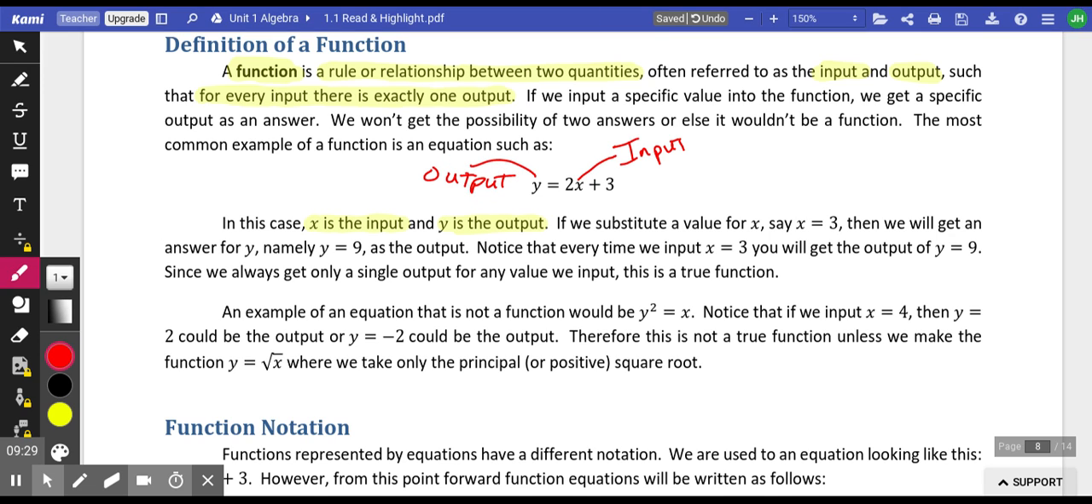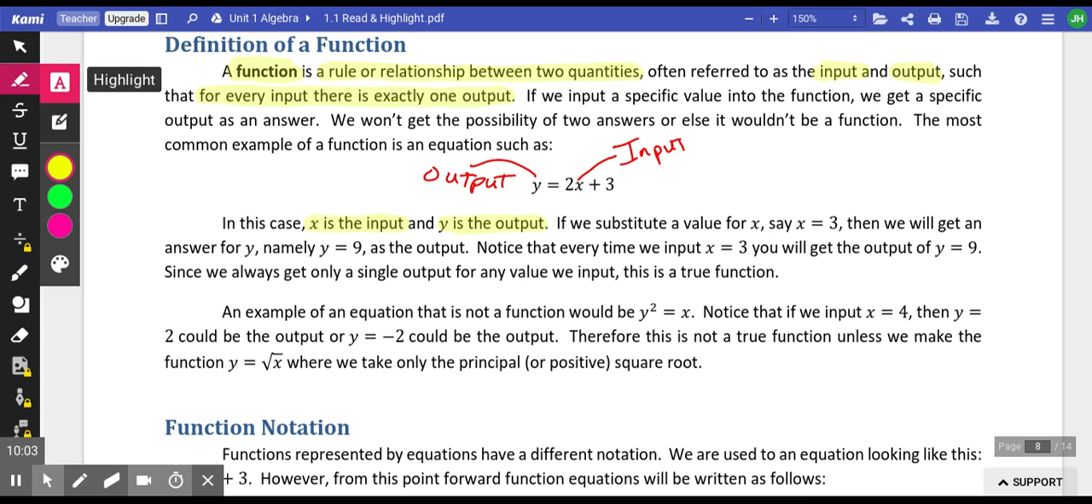If we substitute a value for x, say x equals 3, then we get an answer for y, namely y is 9. So he's saying if you put 3 in there, what's 2 times 3? That's 6. 6 plus 3 is 9. So if they put in 3 for x, they'll get 9 as the output. Oh, okay. Notice that every time the input is x equals 3, you get an output of y equals 9. Since we always only get a single output for any value we input, this is a true function.